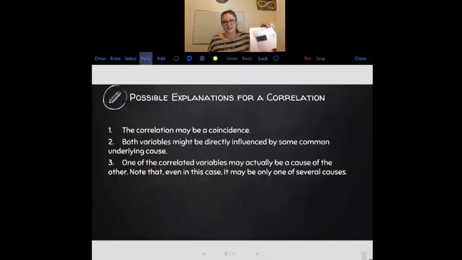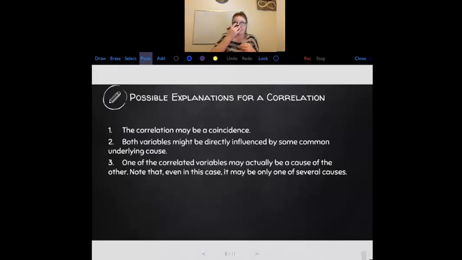Okay, correlation does not equal causation. If you don't remember anything else I say this semester, please remember that. Just because two things are correlated doesn't necessarily mean that one caused the other. There are three explanations for this. Correlation could be coincidence. Maybe they just go up together, or when one goes up, the other goes down. Both variables might be directly influenced by some same underlying cause.